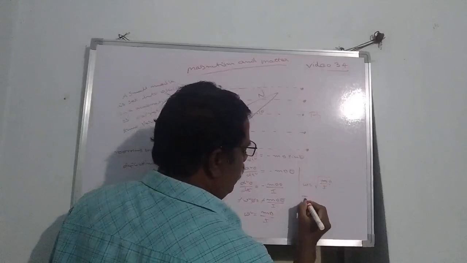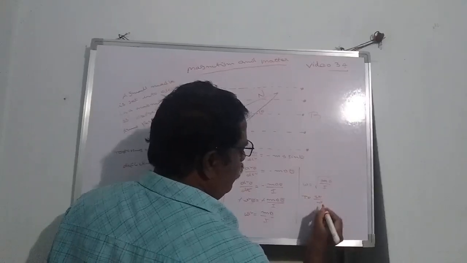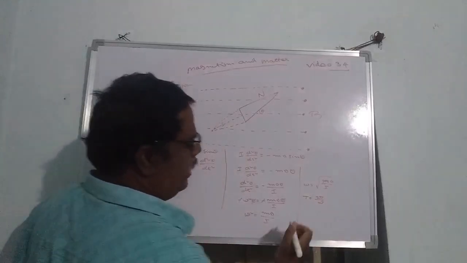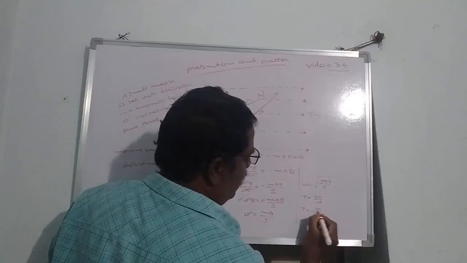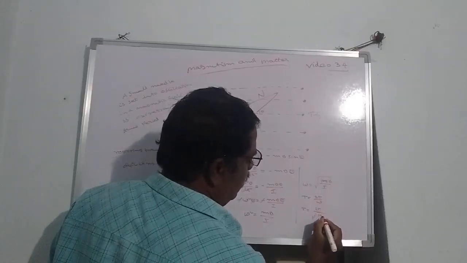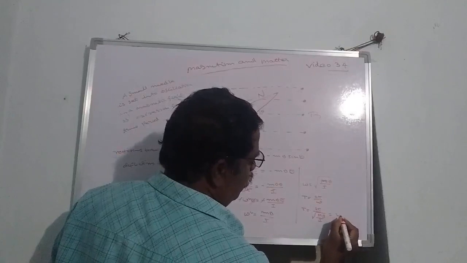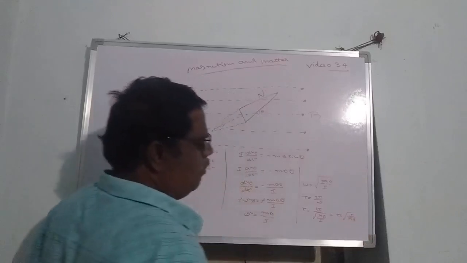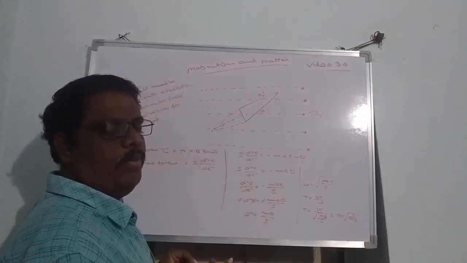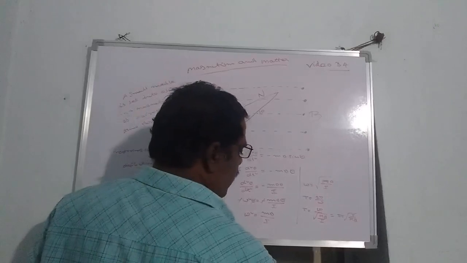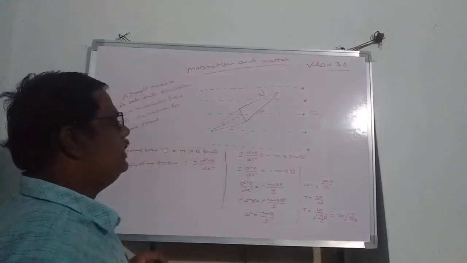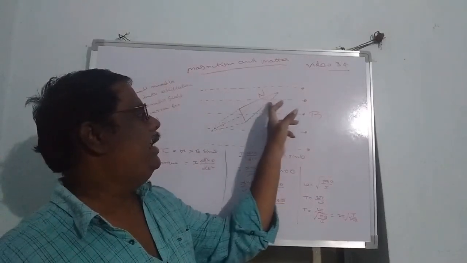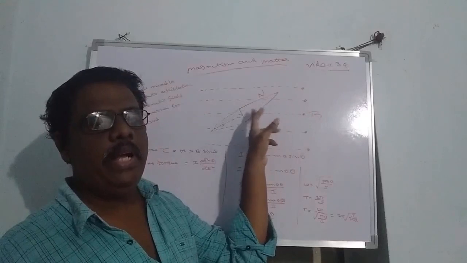Then time period. We know the formula for time period: T is equal to 2 pi by omega, from the fundamentals of oscillations in first year. T is equal to 2 pi by omega, which is nothing but 2 pi root over I by mB. Here I is the moment of inertia, m is the magnetic moment, B is the magnetic field induction, T is the time period.